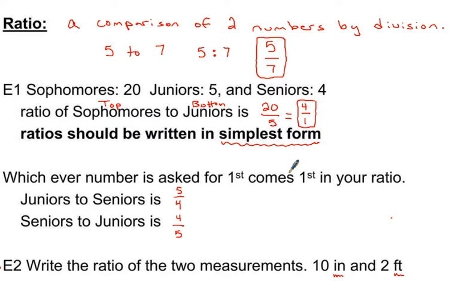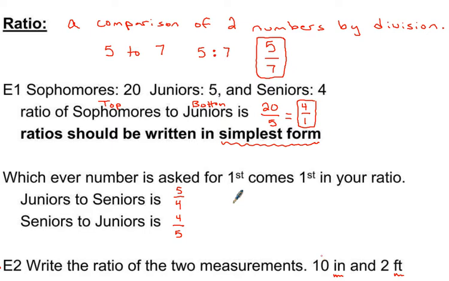Now when you see them and you have a ratio of numbers like this one, if you have 20 sophomores, 5 juniors, and 4 seniors, and you want a ratio of the sophomores to the juniors, you would put sophomores on top and juniors on the bottom, like 20 over 5. It does need to be simplified, but you have to remember this is a ratio, not just a fraction. And ratios will always say a comparison of two numbers. So when you write it, you still leave it as 4 over 1.